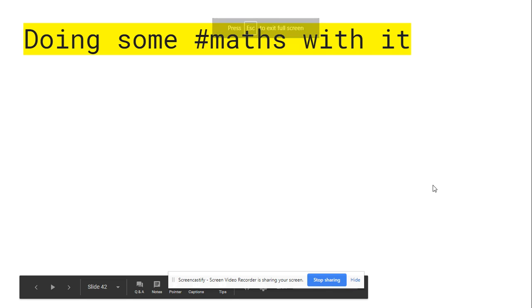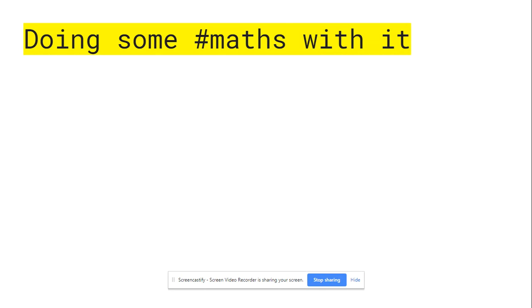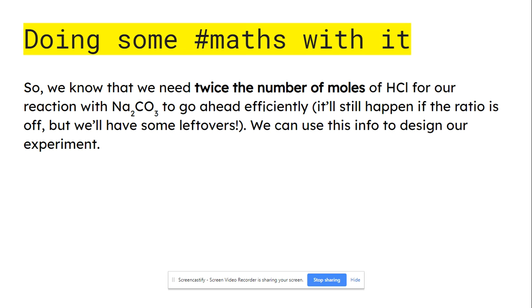Kia ora. Okay, so I'm just going to really quickly go through how we can calculate things using our balanced equation. So we've just started thinking about the fact that those big numbers that we have when we're balancing an equation actually tell us how many moles of that thing are needed to react with a certain number of moles of the other thing.